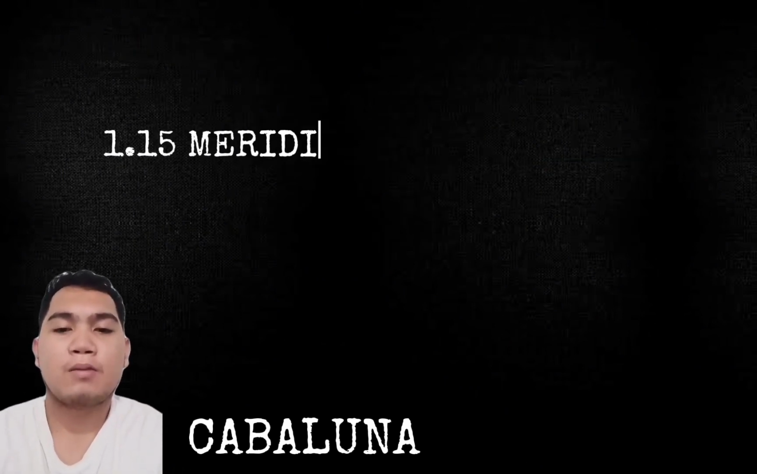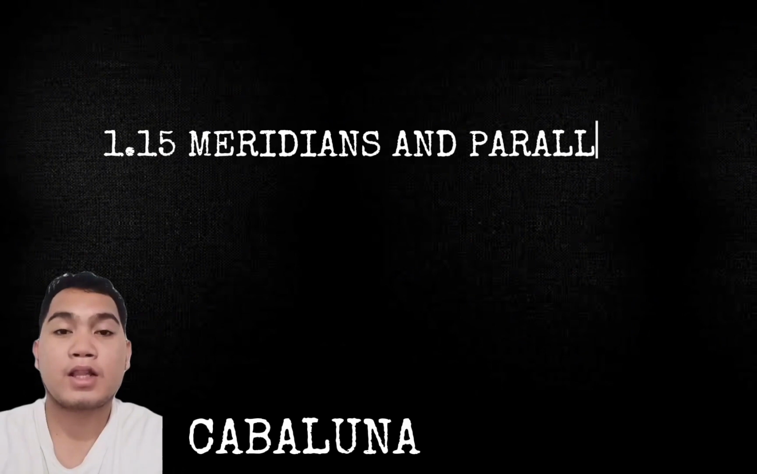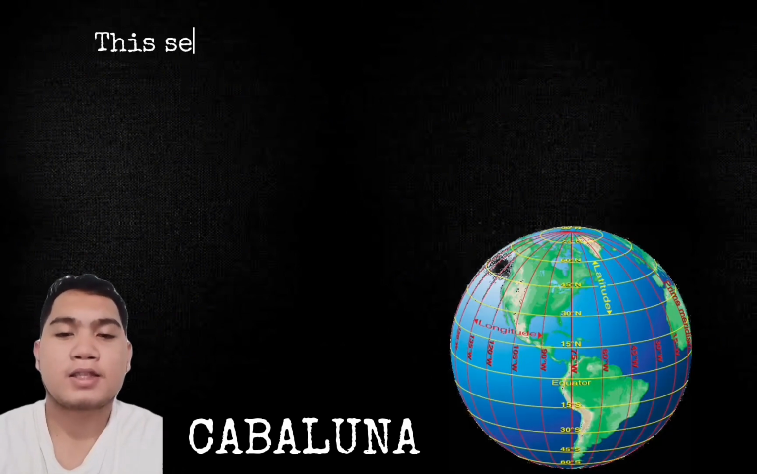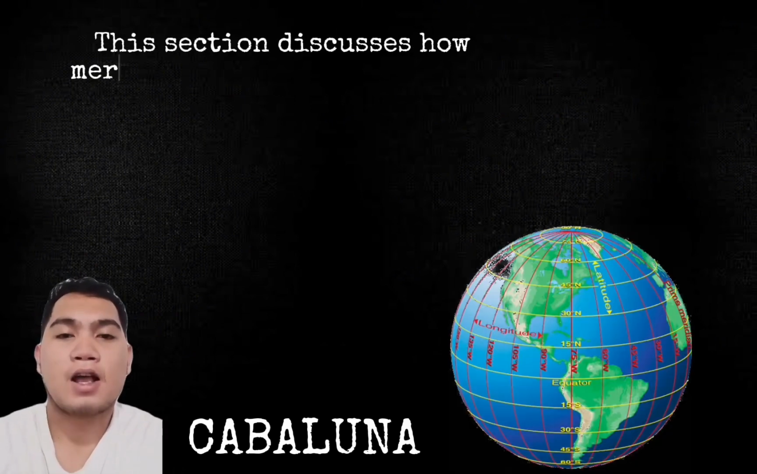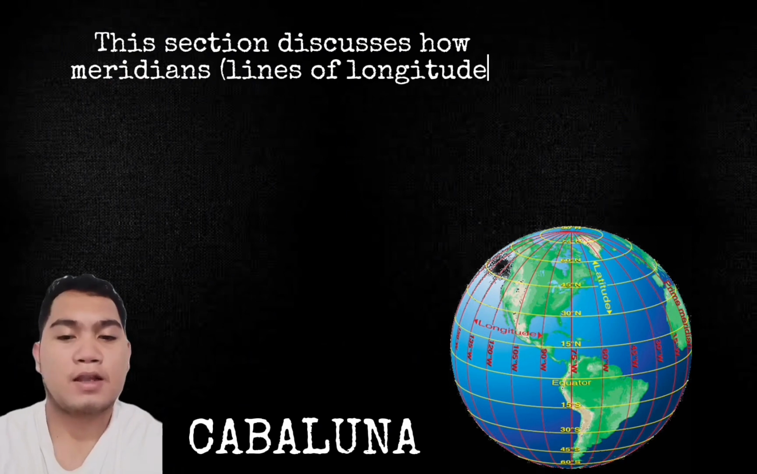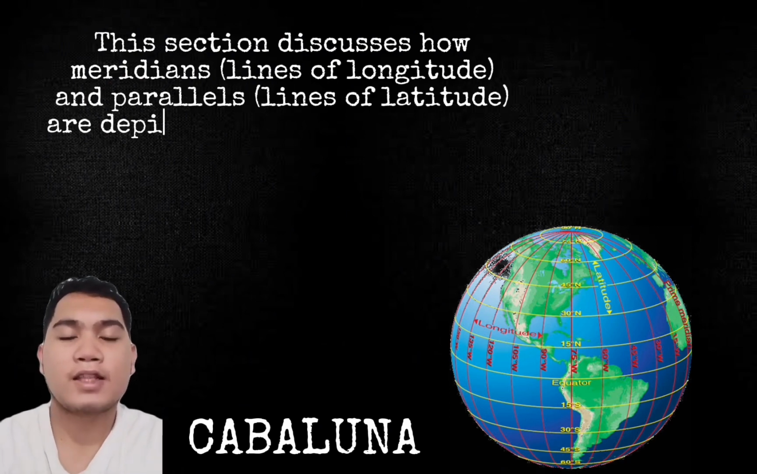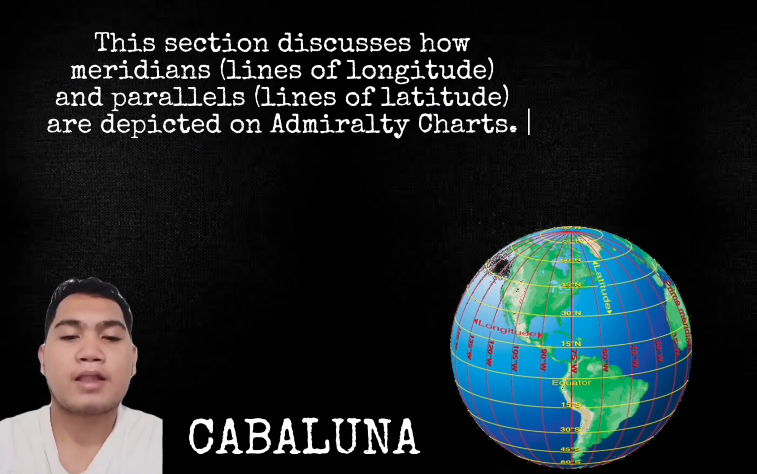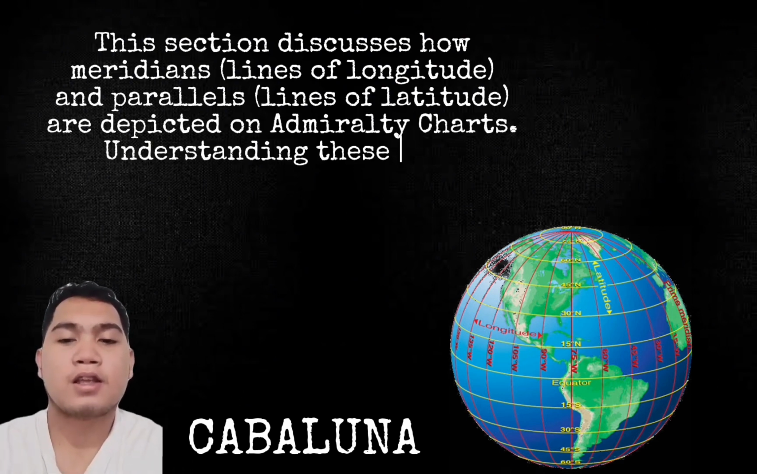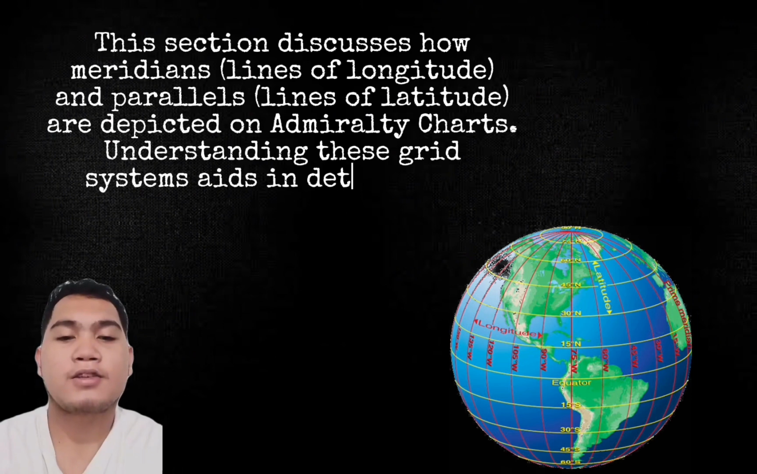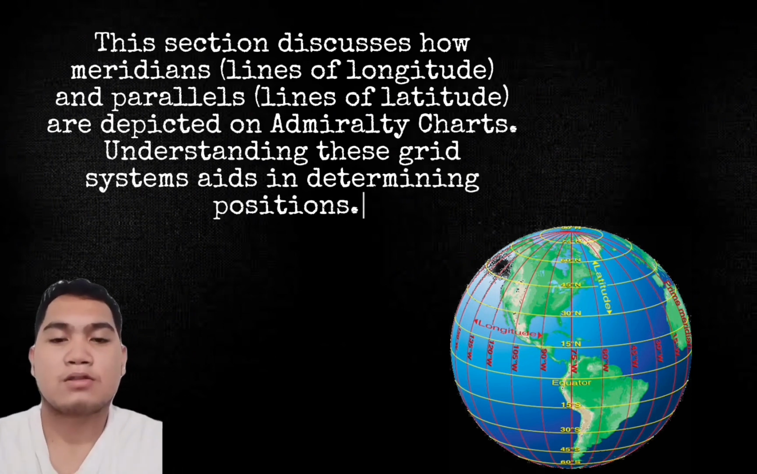1.15 is all about meridians and parallels. This section discusses how meridians, or lines of longitude, and parallels, or lines of latitude, are depicted on Admiralty charts. Understanding this grid system aids in determining positions.